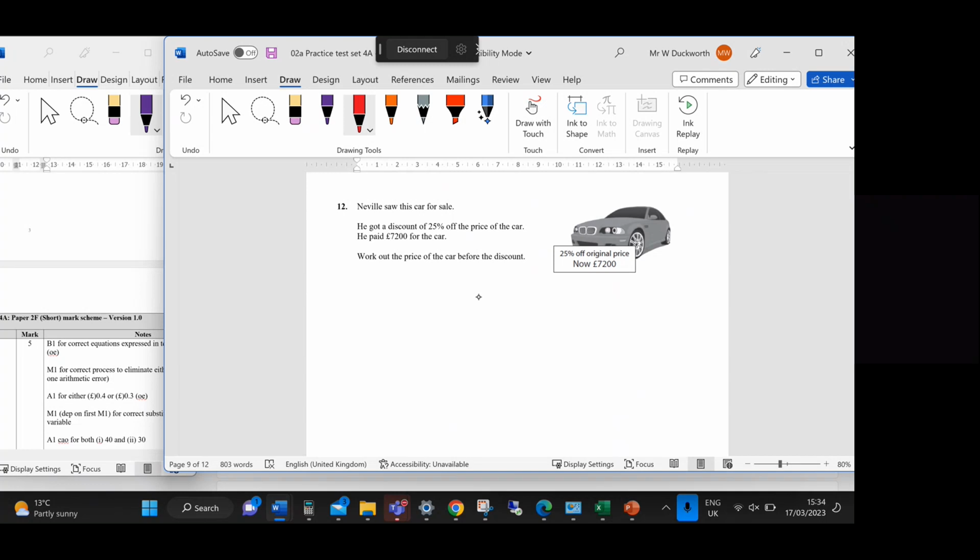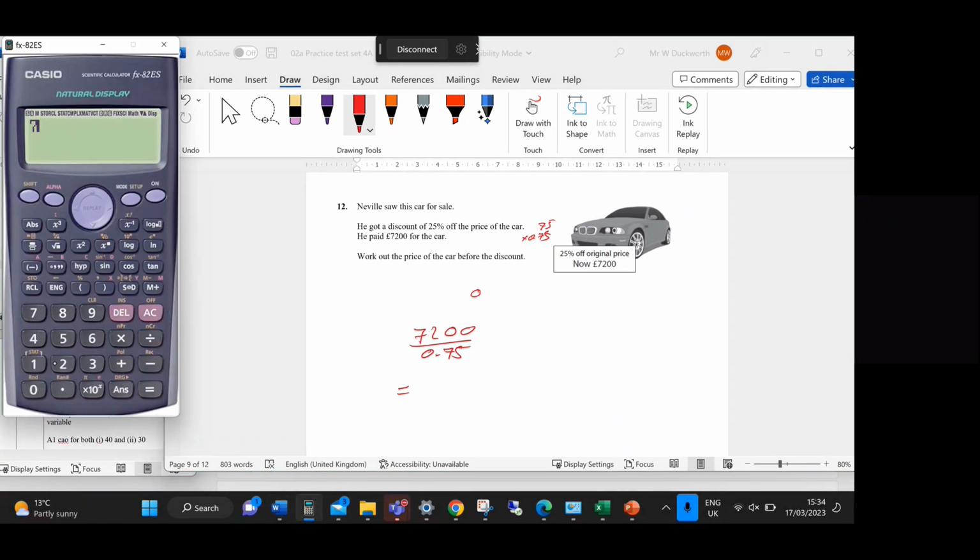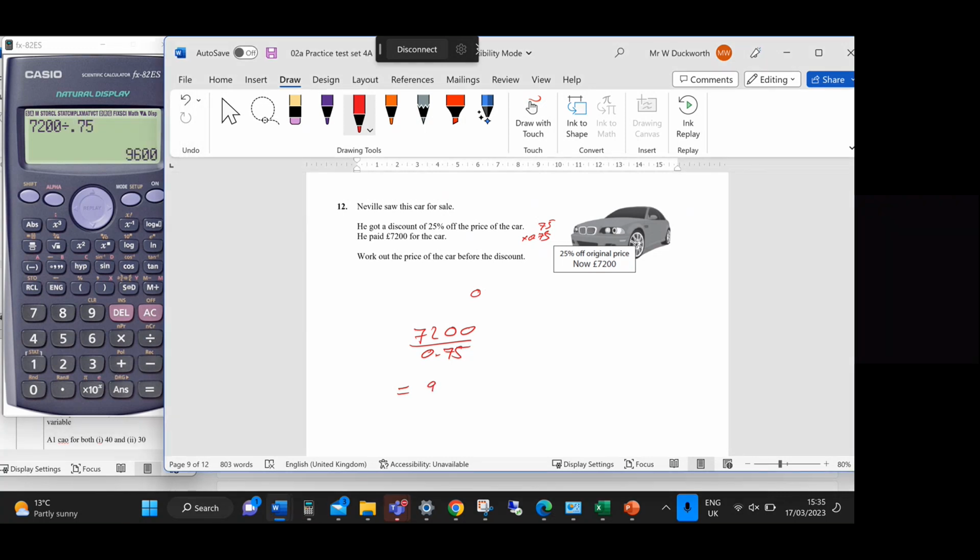So 25% discount means that he only paid for that value. Well, 25% discount would be paying for 75% of the original amount, which would be a multiplier of 0.75. So if I want to find the original price, 7,200 divided by 0.75, and I type that into my calculator and press equals. 7,200 divided by 0.75 gives me the value 9,600.